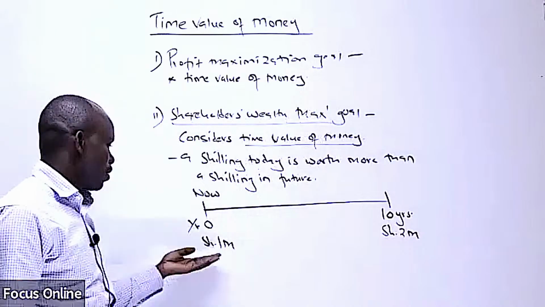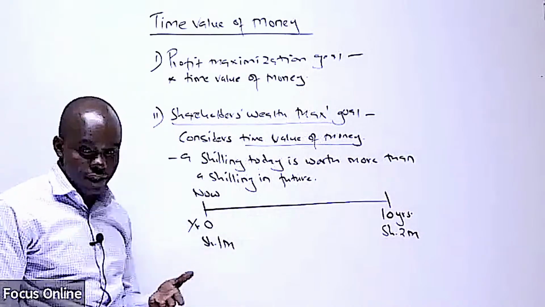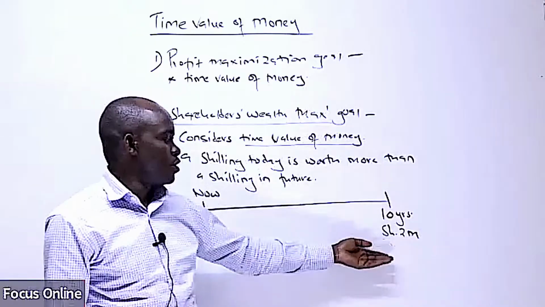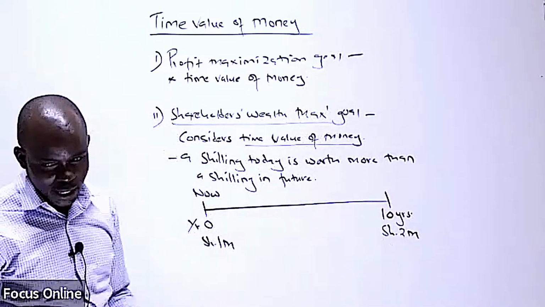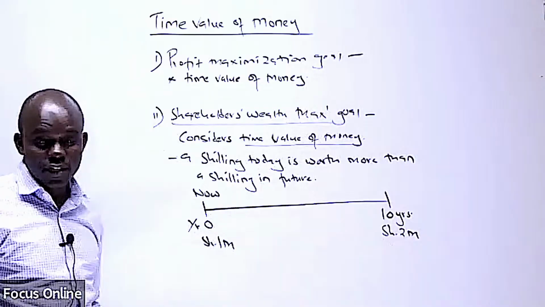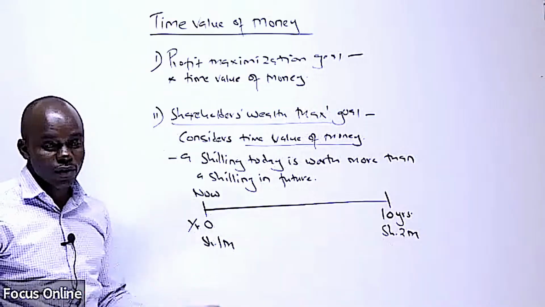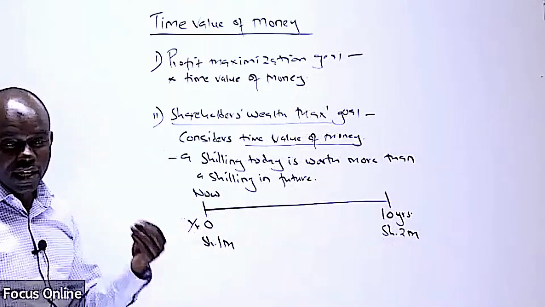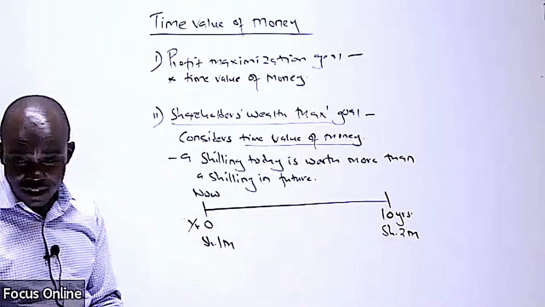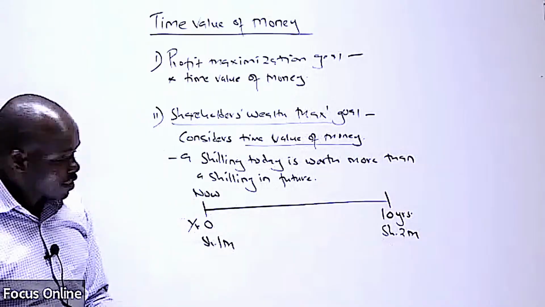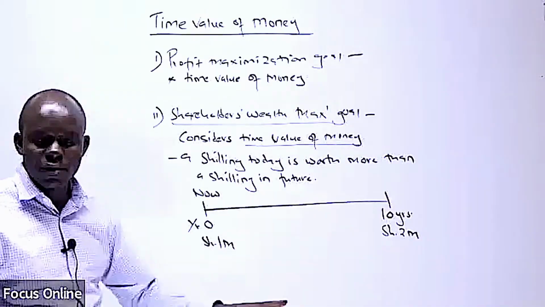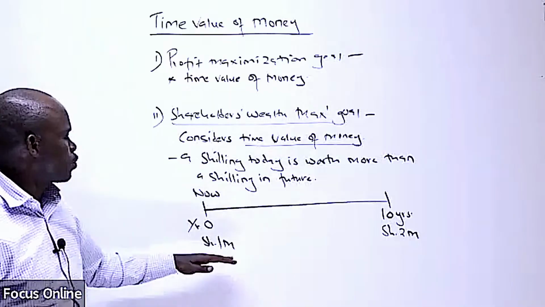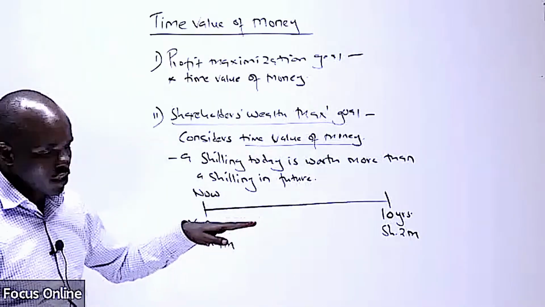I either give you 1 million shillings today, or you can wait. I give you 2 million shillings after 10 years. Which one is better? And we said holding other factors constant, because there are other factors that can influence your decision. Maybe you are going through a difficult time and you don't care what you're going to get after 10 years, but holding other factors constant, just look at the 1 million now and the 2 million after 10 years.